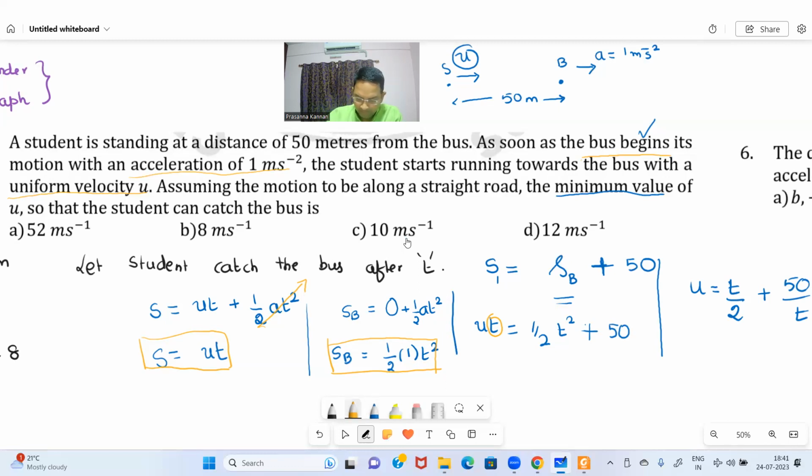Yes, sir. So this is the equation I was expecting you to get. No problem. Does not matter. So are you clear? Till here is straightforward. Now, we are supposed to find u, but t is not known. Correct or not? Yes, sir. Now multiple values of u are possible, but we are interested only in the minimum value of u so that he is able to catch the bus.